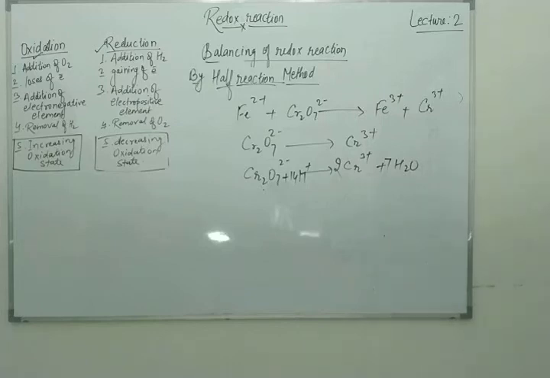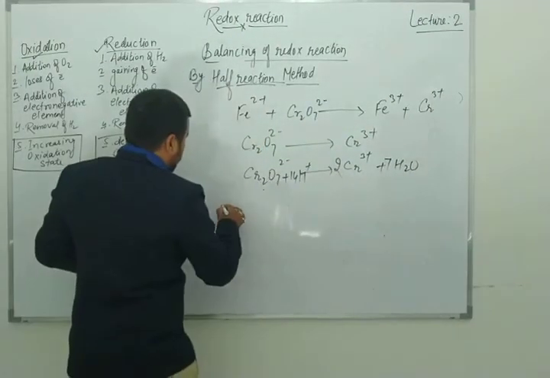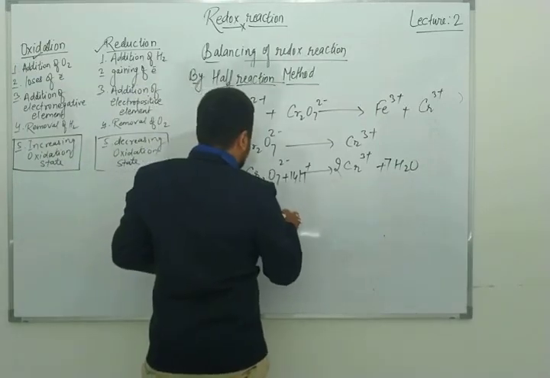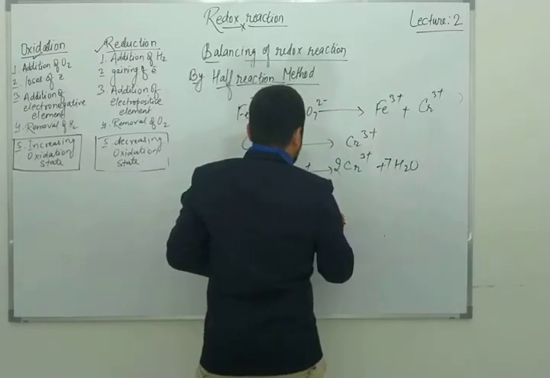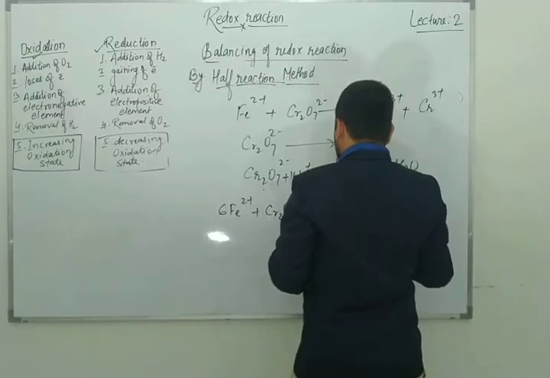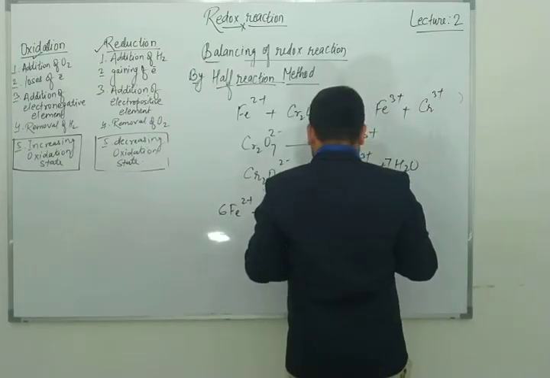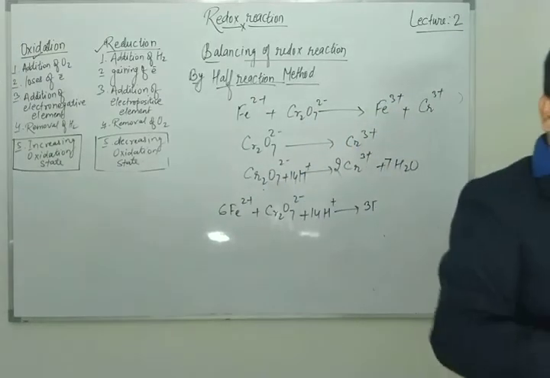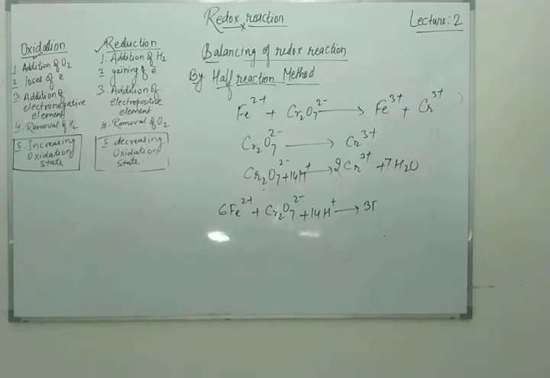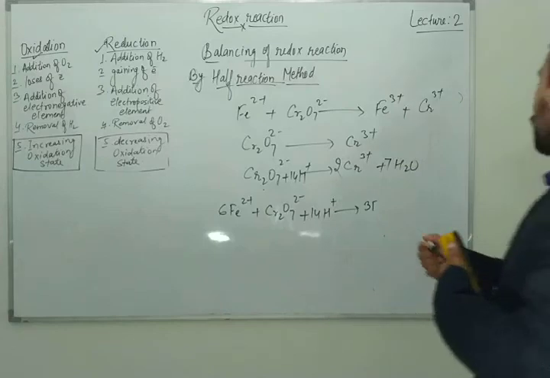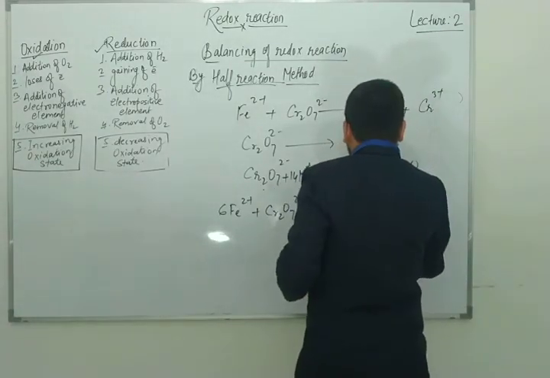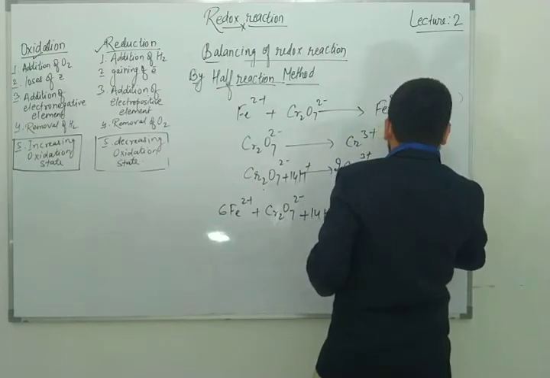Net ionic equation. Just suppose if I want to balance this equation, then what will I write here, and what happens? 6Fe2+ plus Cr2O7 2- plus 14H+ gives 6Fe3+, 2Cr3+, 7H2O.